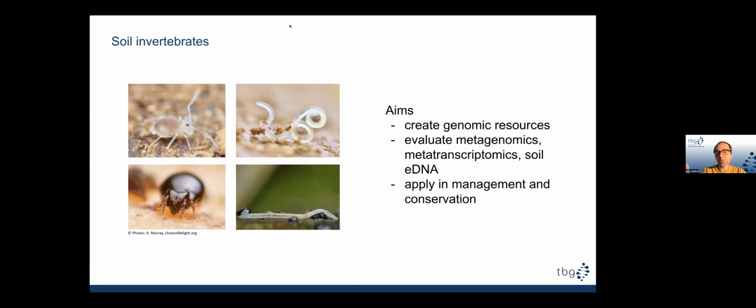So my aim with the functional environmental genomics of soil invertebrates is to create genomic resources which allow us to understand the biodiversity of these fascinating small organisms better, and to evaluate new methods like metagenomics, metatranscriptomics, and soil eDNA work. We evaluate these methods to describe community composition better, and to understand how environment and species interactions are shaping the communities and ecosystem functions of these organisms.